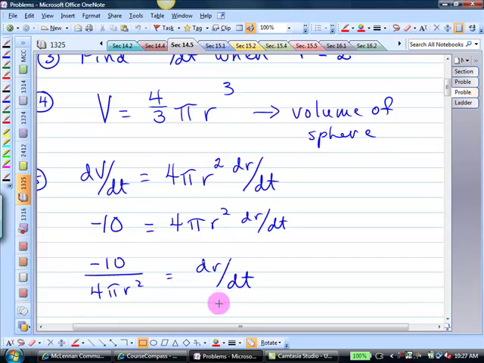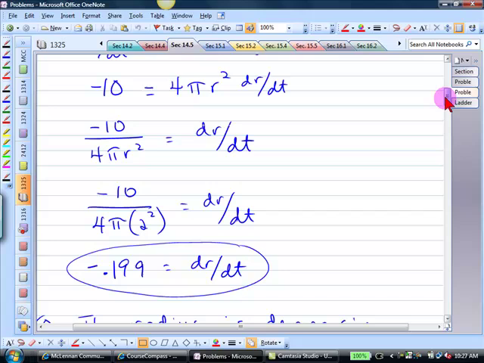But we need dr dt at a particular value. What was the value? 2. When r equals 2, so plug in 2. And you have negative 10 over 4 pi times 4. And if you do that in the calculator, be sure that all of this down here is in parentheses to divide. Negative 10 divided by all that stuff on the bottom. And you should get negative 0.199. So just double check that you can do that in the calculator.